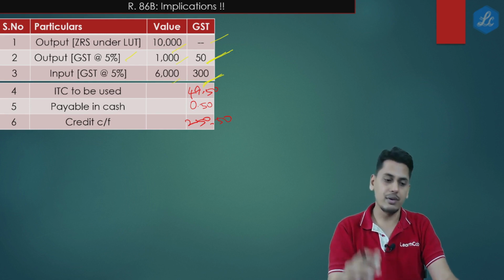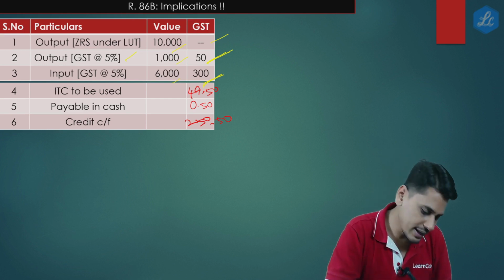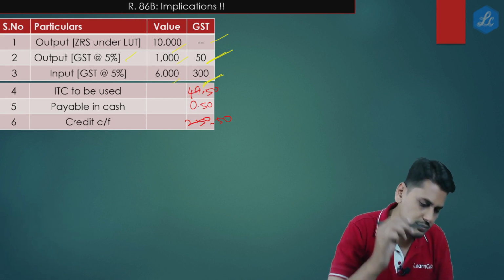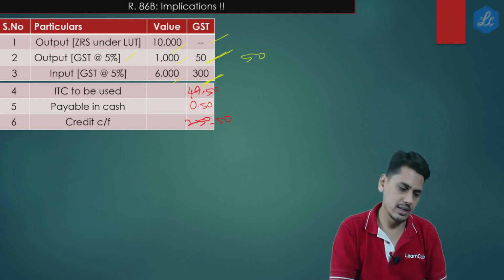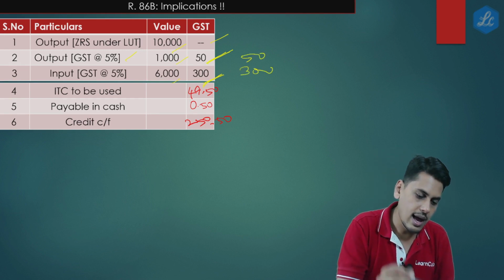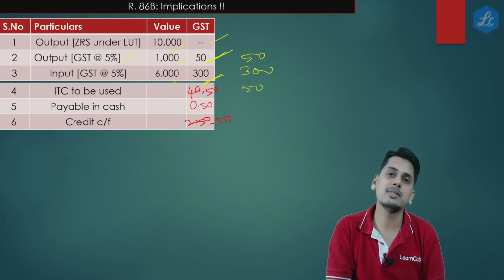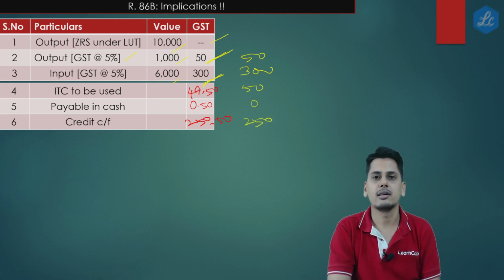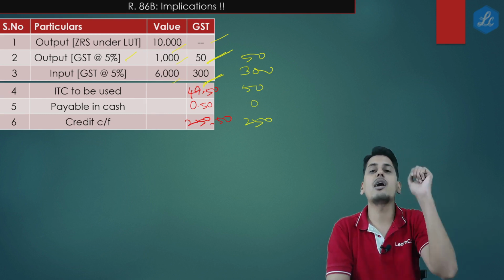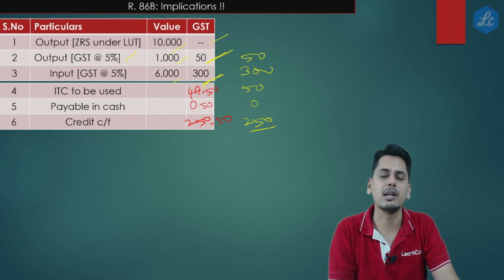To the extent I'm paying from the cash ledger, that is automatically going to add up to my balance of electronic credit ledger. Friends, let's suppose if 86B was not there, what would have happened? If 86B was not there, here ITC to be used, these figures would have remained the same. Output is 50, input is 300, ITC to be utilized, he would have utilized the entire 50 from his electronic credit ledger. Payable in cash 0, credit carry forward 250, and thereafter he would have gone and applied for a refund of this accumulated input tax credit based on the formula which is given.